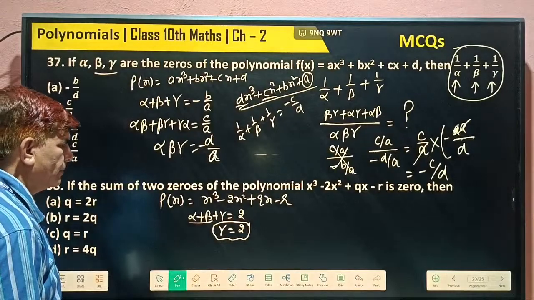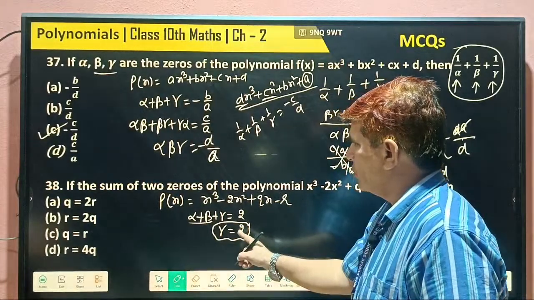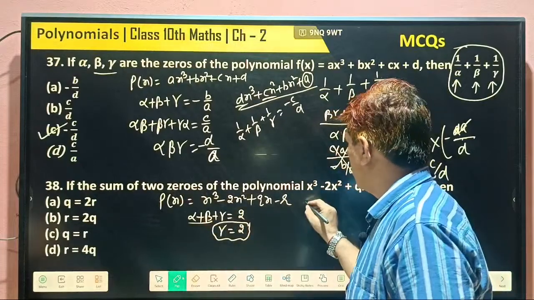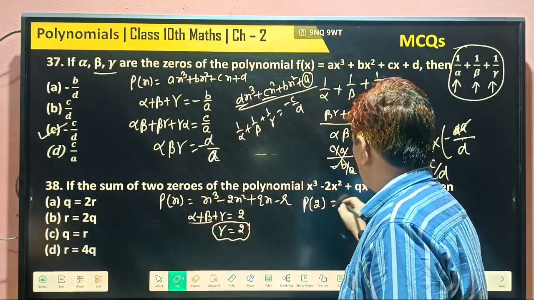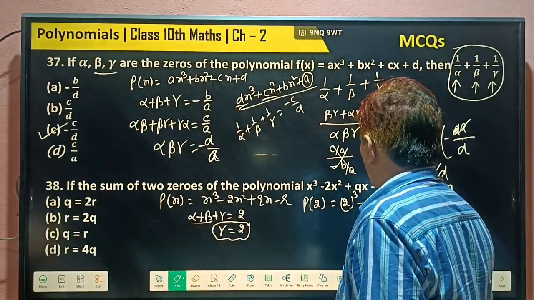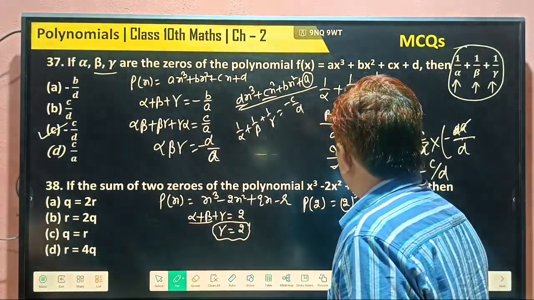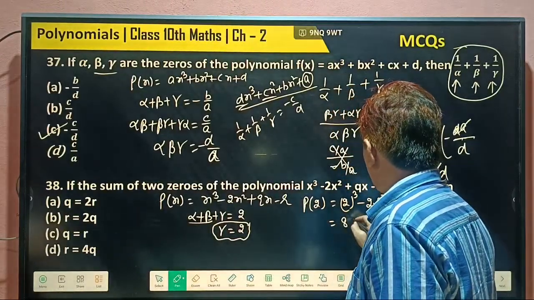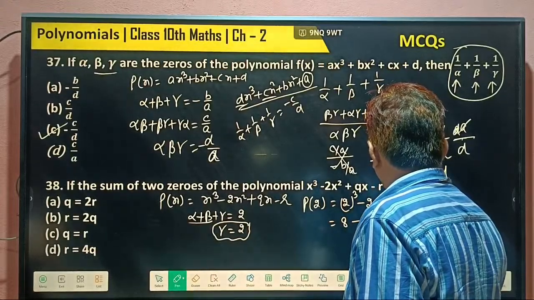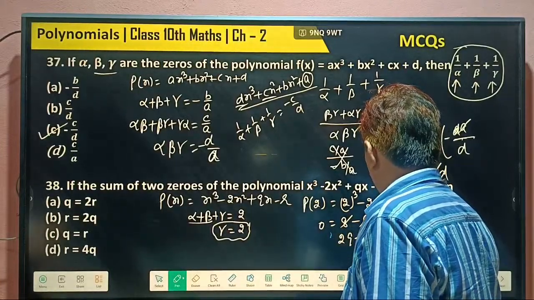So what we have to find out, we have to prove like this. If gamma is equal to 2, put this value. This is a zero of this polynomial, so P of 2 is equal to 2 cube minus 2 into 2 square plus 2q minus r. This is equal to 8 minus 8 plus 2q minus r, and this is equal to 0. So 2q minus r equals 0.